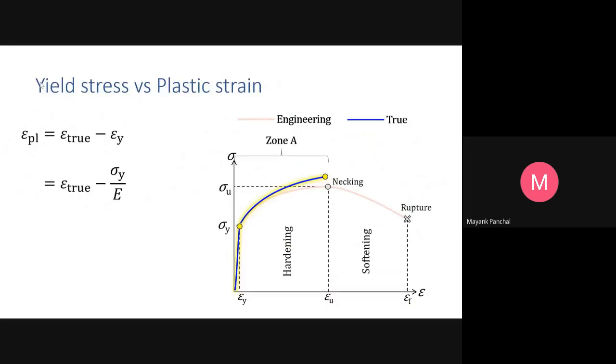Then we have to input yield stress versus plastic strain. You know the yield true stress, right? Which you have. How to get the plastic strain? You subtract the elastic strain, which is sigma y over E, from the true strain, and you get the plastic strain. Plastic strain equals true strain minus elastic strain.